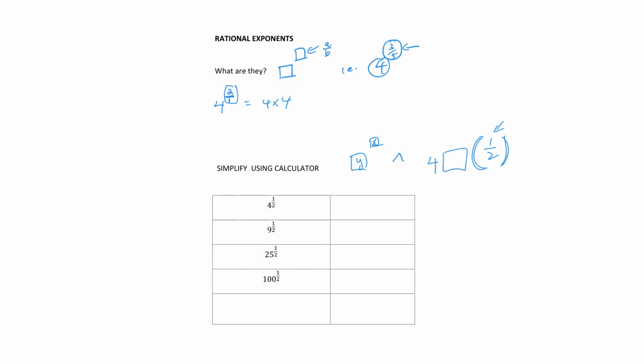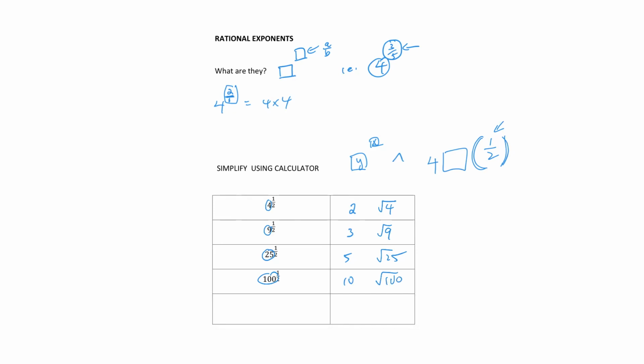So on the right hand side, when you take 4 to the power of half, you get 2. 9 to the power of half, 3. 25, 5, and 100, 10. So what we're going to do right now is have a look at the connection between the 4 and the 2. The base 9, and you got a 3. 25 with this exponent gives you 5. How is 100 related to 10? And you might realize that the square root of 4 will give you 2. The square root of 9 will give you 3. The square root of 25 will give you 5. And the square root of 100 will give you 10.